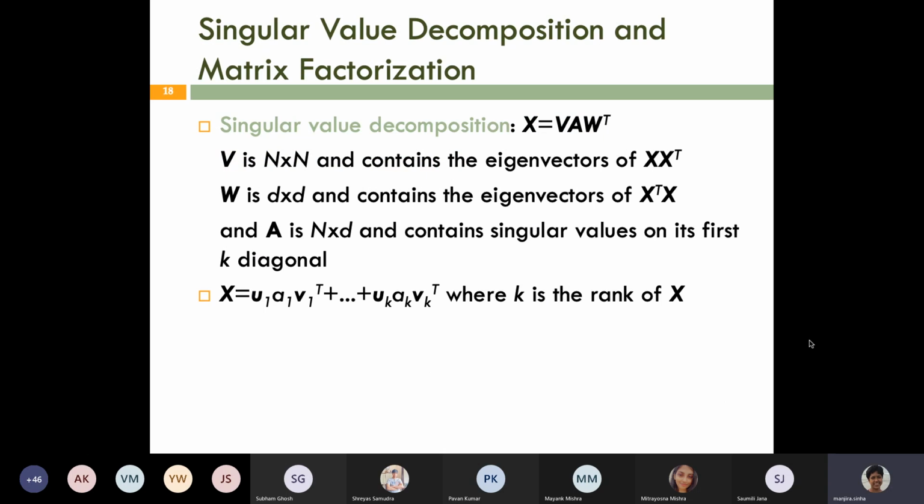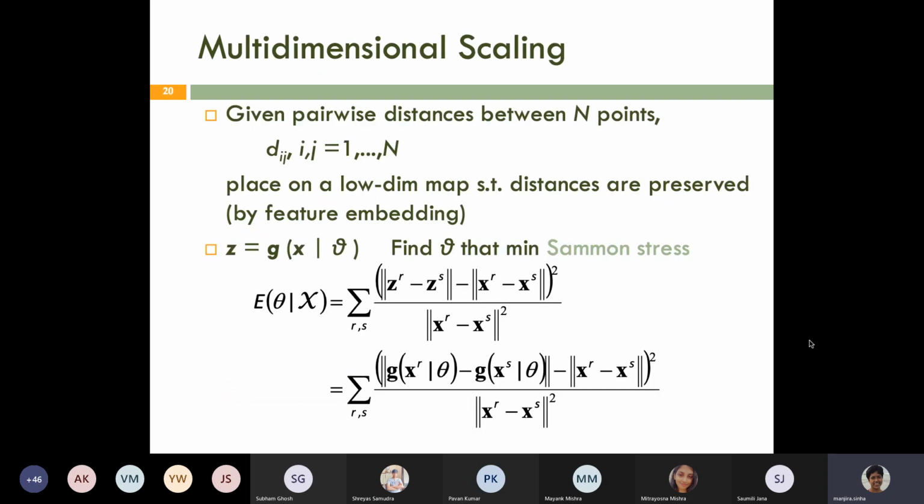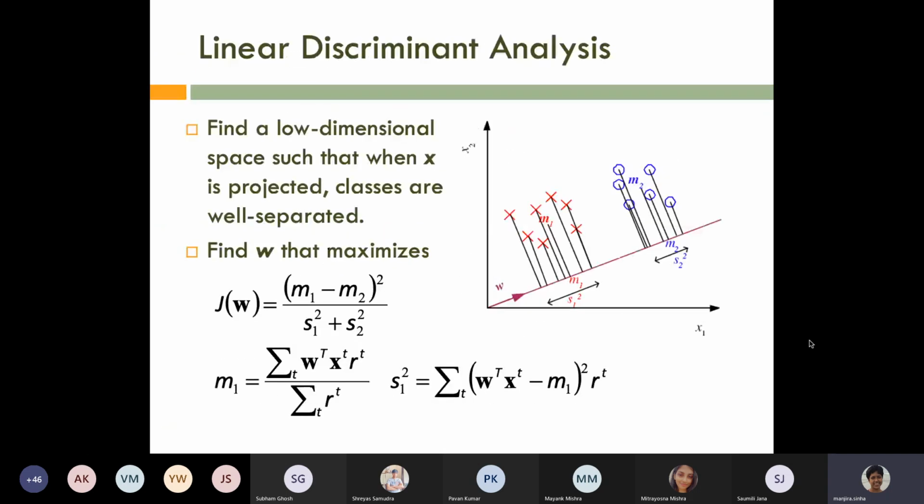Second, it is a method called singular value decomposition, and just give me a moment. Let me see whether I will do this. Okay.